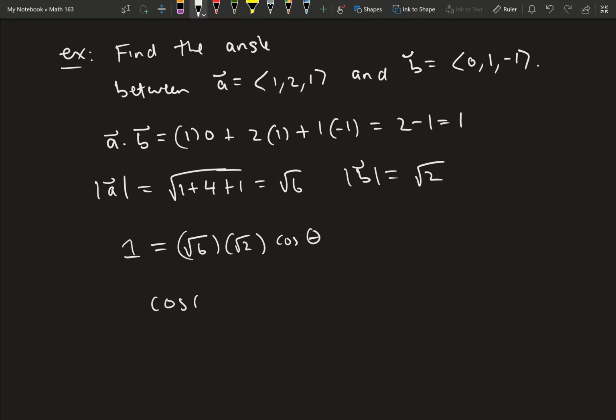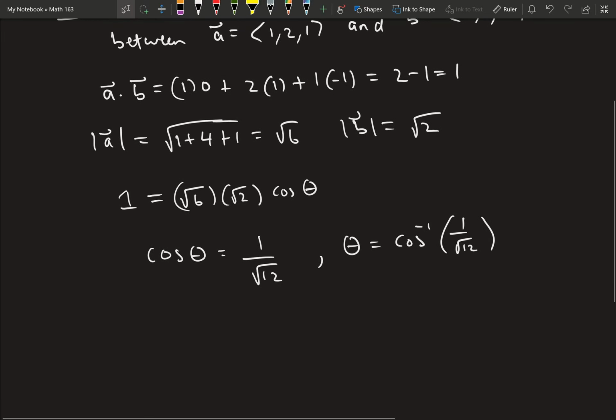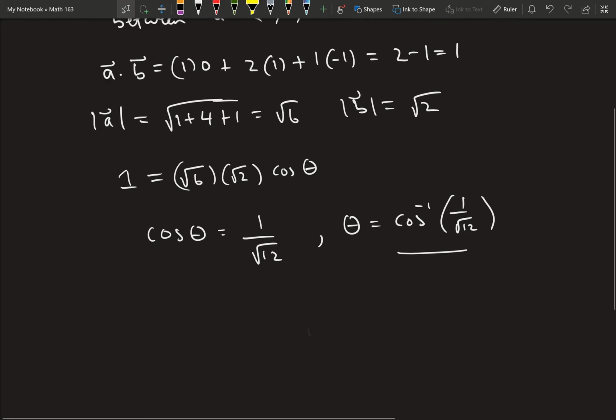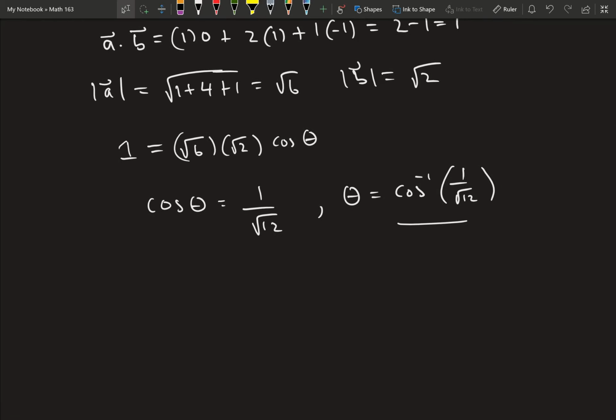So cosine of theta is 1 over root 12, i.e. theta is cosine inverse of 1 over root 12. And if you were on an exam and I asked this question, I would probably ask you to just leave it like this, because our final exam, which is the only written one, won't have calculators. But for the WebAssign and all, you'll definitely probably need a calculator. And if you punch this in, this becomes 73.22 degrees, rounded to two significant figures.